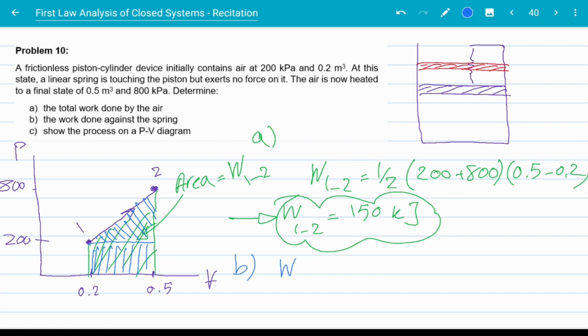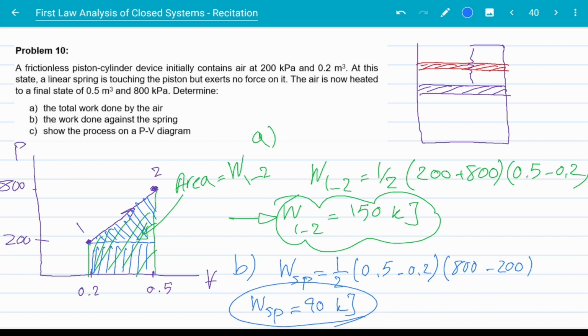So the work against the spring, I'm going to show it with W of SP, is equal to the area of this triangle, which is 1/2 times (0.5 minus 0.2) times (800 minus 200), which, if we do the calculation, is 90 kilojoules. So 90 out of 150 kilojoules of the total work was against the spring. The rest was against whatever was causing the constant pressure of 200 kilopascals.